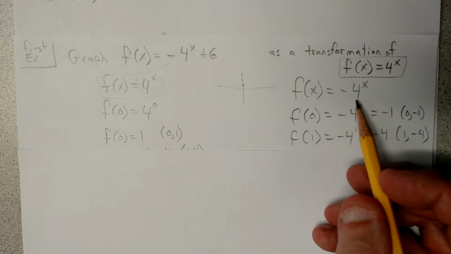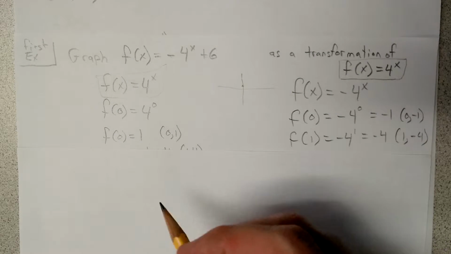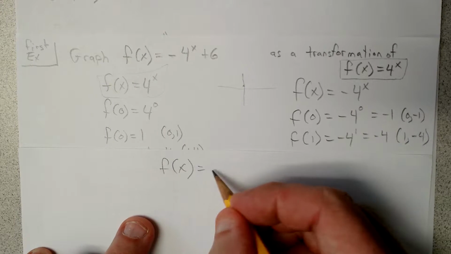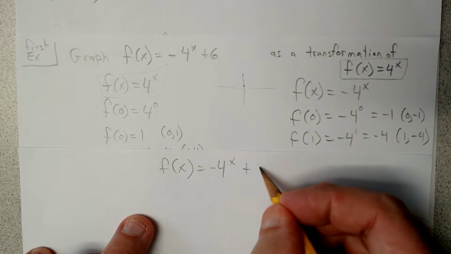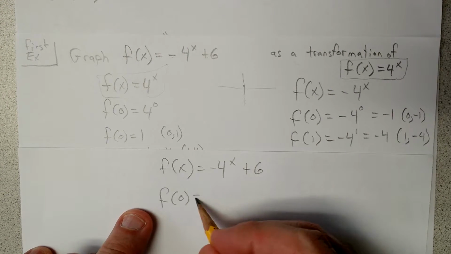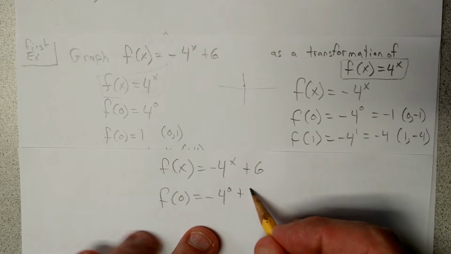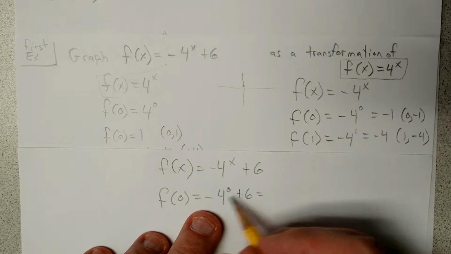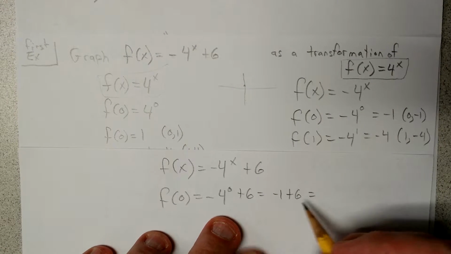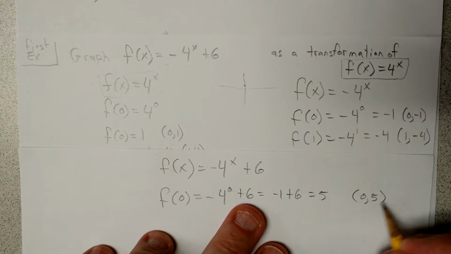Parent, and then we've flipped it across the x-axis, and so now we need to do the plus 6 at the end. So now we're going to evaluate f of x equals negative 4 to the x power plus 6. Okay, so let's go ahead and evaluate when x equals 0. Negative 4 to the 0 power plus 6. So that's going to be what? Negative 1. Negative 1 plus 6. So that'll be 5. So our ordered pair is going to be 0, 5.